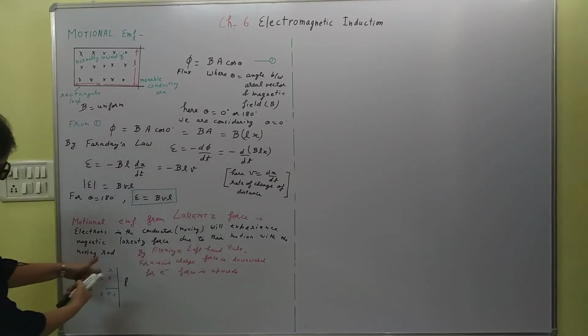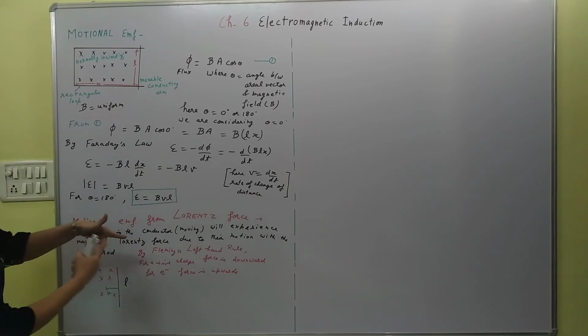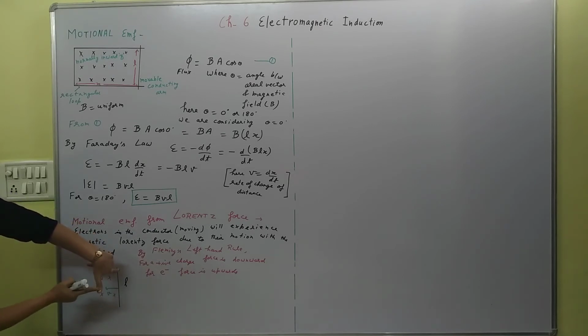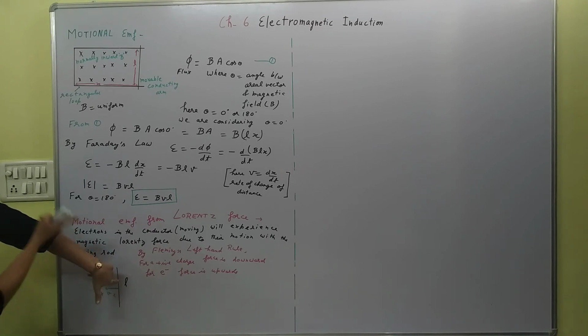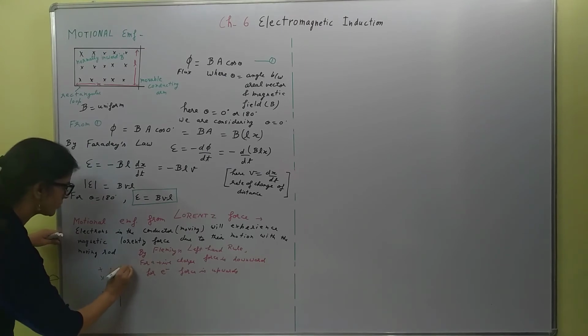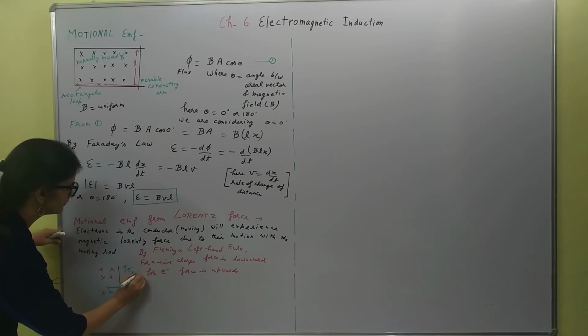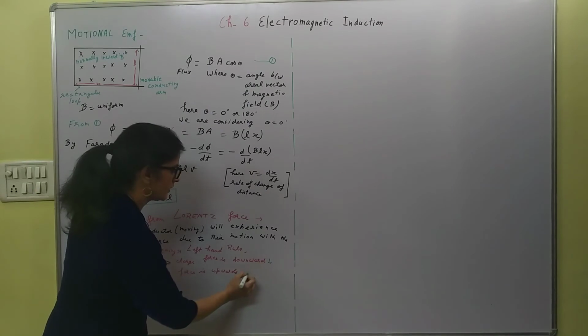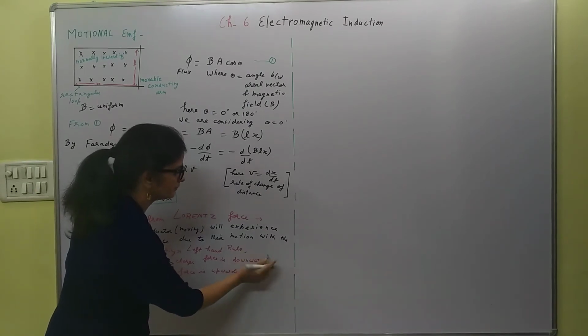So how? Look at this again. This is the magnetic field. This is the direction of velocity. This is velocity. This is magnetic field. This is the direction of force on a positive charge. But electrons are negative, so electrons will have opposite direction. That means upward direction. So I can say that electrons experience upward force, right? By Fleming's left hand rule.